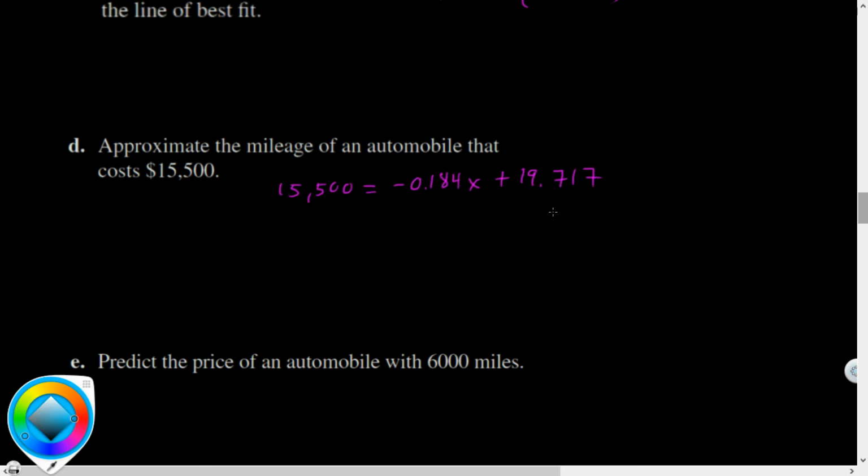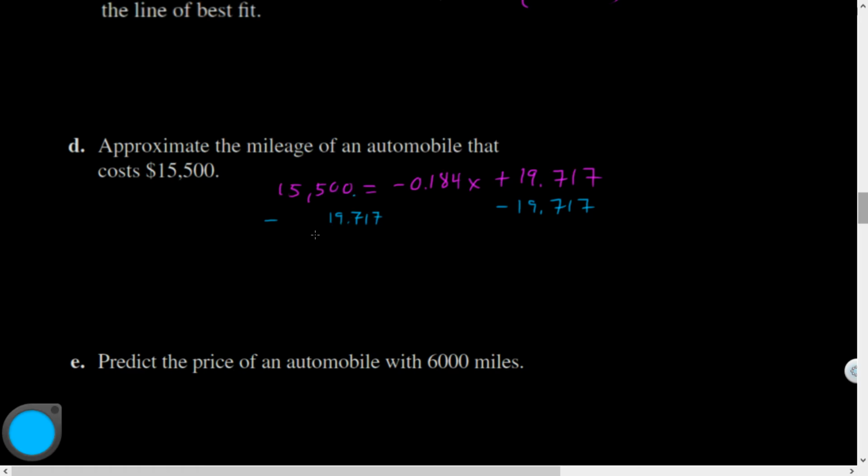So I would subtract 19.717 from both sides. That's very small if I line up those decimals, right? So 15,500 minus 19.717. I'm going to get 15,480.283. Those decimals I probably could have ignored at this point, is equal to the negative 0.184x. So divide both sides by negative 0.184.